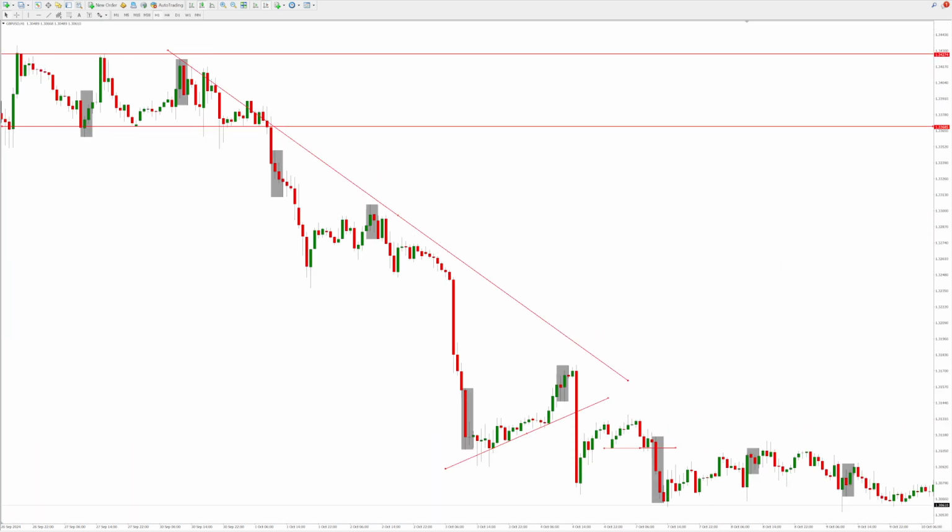Well, hopefully that's given you an idea of the London ICT Killzone strategy. This is, as I said, a breakout strategy based on trend trading. There are numerous ways you can trade the London Killzone.